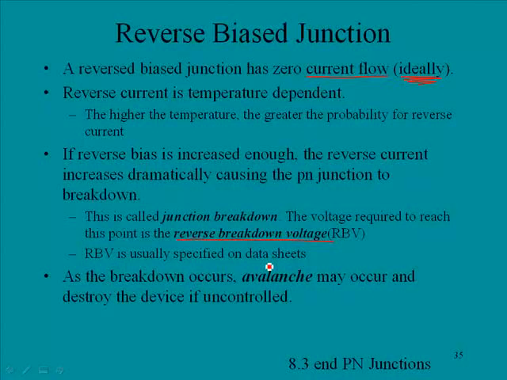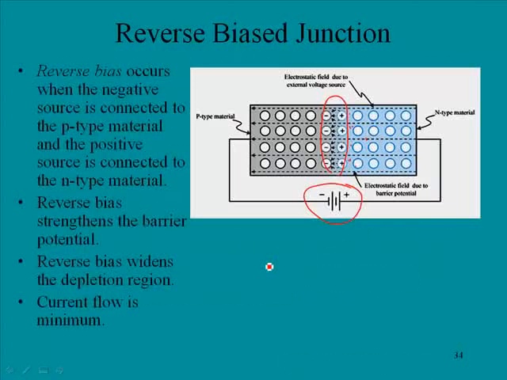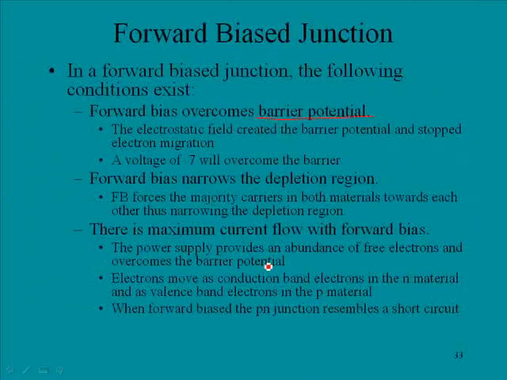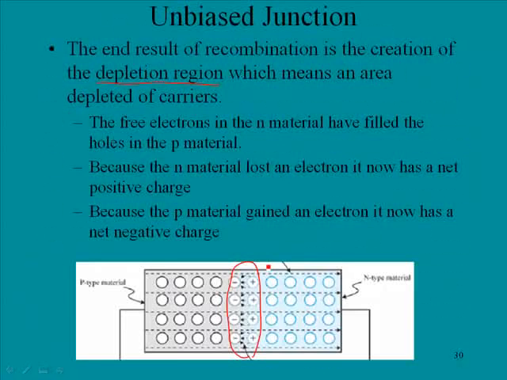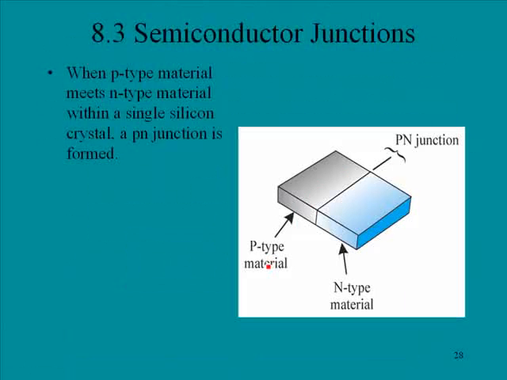So, in this section we have looked at PN junctions, we looked at reverse biasing, we looked at forward biasing, we looked at the unbiased junction, and that concludes 8.3.